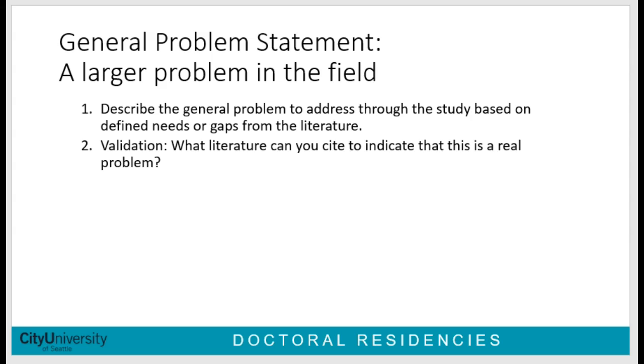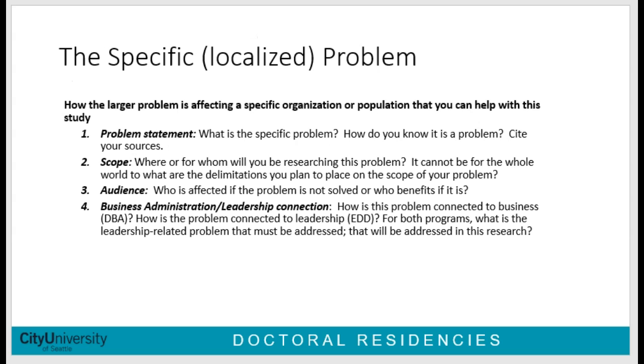So you may find literature that says that this problem exists in school systems all over the country, but you're going to study specifically an example of that existing in your school system. So the general problem statement needs to show from the literature the problem or the larger issues that are happening. And then the specific localized problem is what you're going to be actually looking at in your study.